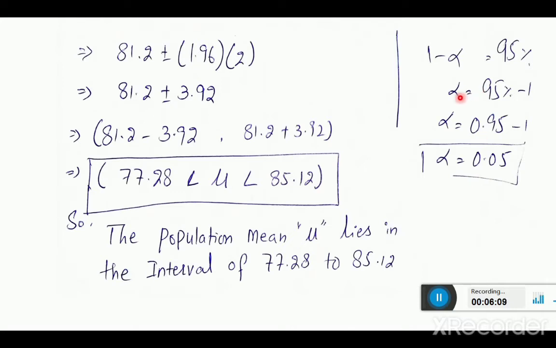Or 95% minus 1, you will get 0.05. So the alpha is equal to 0.05, and 1 minus alpha is 95%.